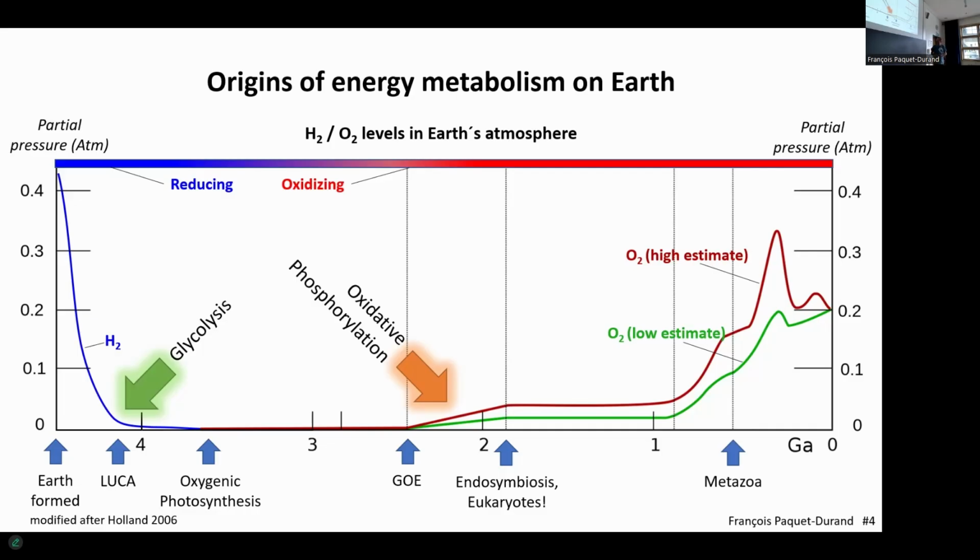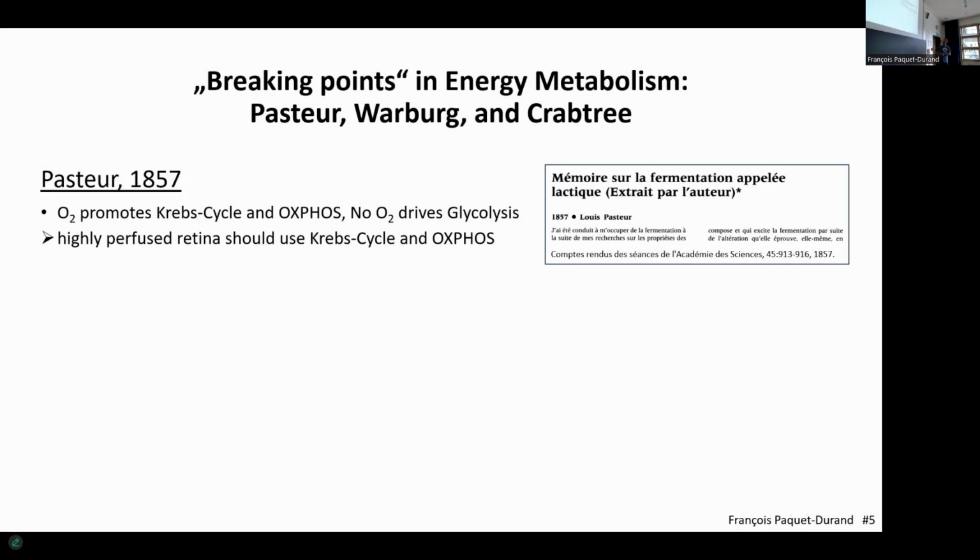Okay, so this unhappy marriage created some sort of problems, and these problems or these breaking points in energy metabolism, some of them were identified quite early. So Louis Pasteur in the 1850s already identified one. And at the time, he was contracted by the French winemaking industry. They wanted to make winemaking, alcohol production, more efficient.